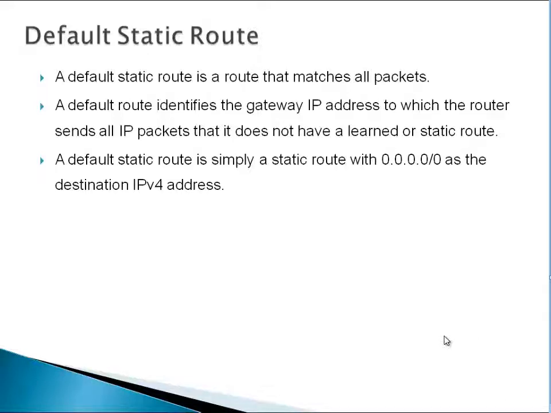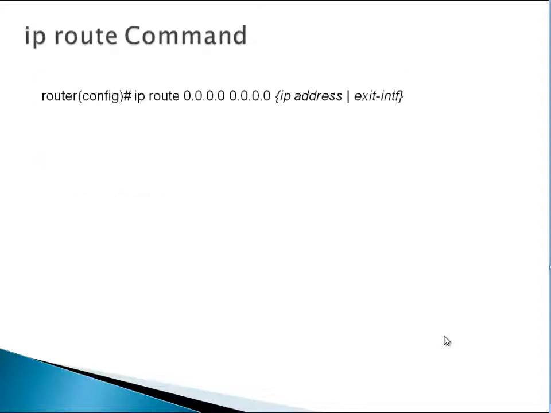So 0.0.0.0/0 means anywhere you want to go, with any subnet mask, I'm going to send it to my default route. So IP route, as we learned earlier, the global configuration commands all start with IP route, and we have 4 zeros here, 0.0.0.0. There is a small gap here, and then there's another 4 zeros. So the first 4 zeros are for the network address. The next 4 zeros are for the subnet mask, which means any subnet mask.